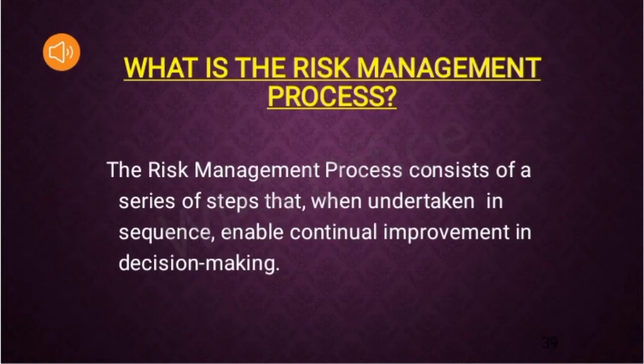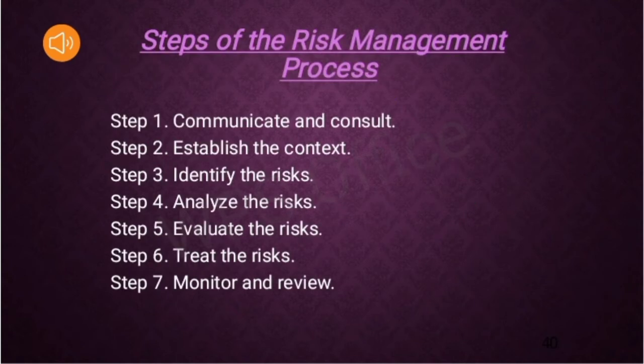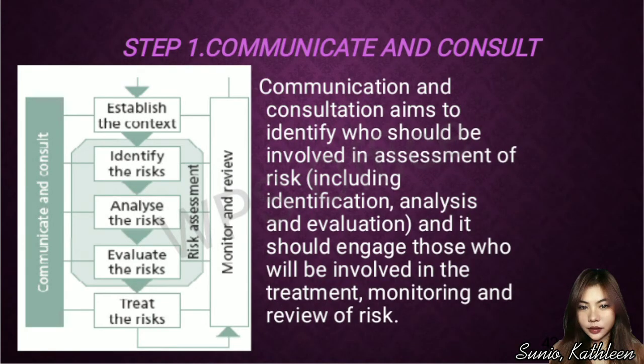What is the risk management process? The risk management process consists of a series of steps that are undertaken in sequence to enable continual improvement in decision making. These are the steps of the risk management process. Step 1, communicate and consult. Step 2, establish the context. Step 3, identify the risk. Step 4, analyze the risk. Step 5, evaluate the risk. Step 6, treat the risk. And the last is monitor and review. There are 7 steps in the risk management process.